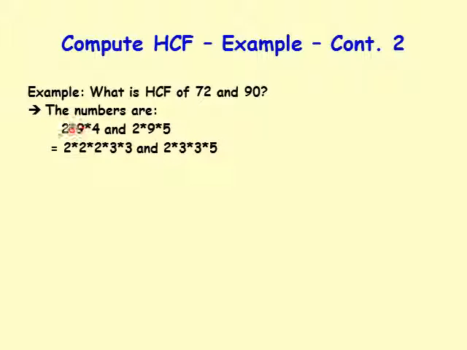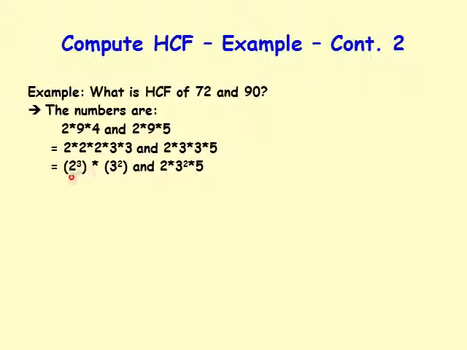Now we use prime factors. The 4 is 2 times 2, and the 9 is 3 times 3. So these are now my prime factors. In the second number, there's a 2, then 9 is 3 times 3, and a 5. If we're looking for common prime factors, these are the common ones: 2, 3 and 3, so 2 times 3 times 3.